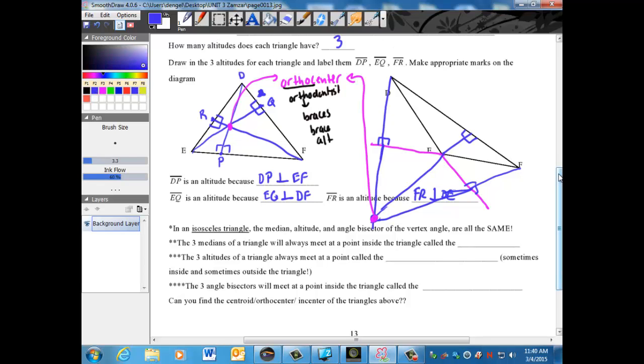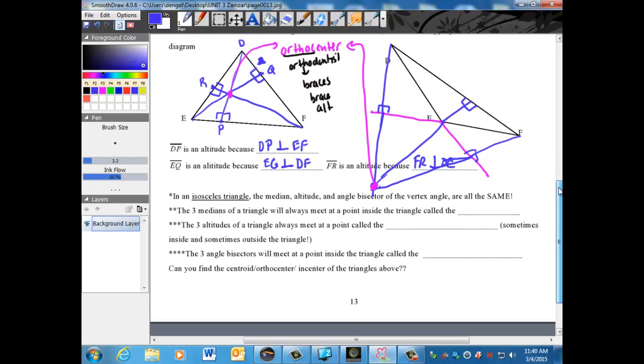Alright, we're almost finished. We have some more terms. In an isosceles triangle, the median, altitude, and angle bisector of the vertex angle are all the same. The three medians of a triangle will always meet at a point inside the triangle called the centroid. The three altitudes of a triangle will always meet at a point called the orthocenter.